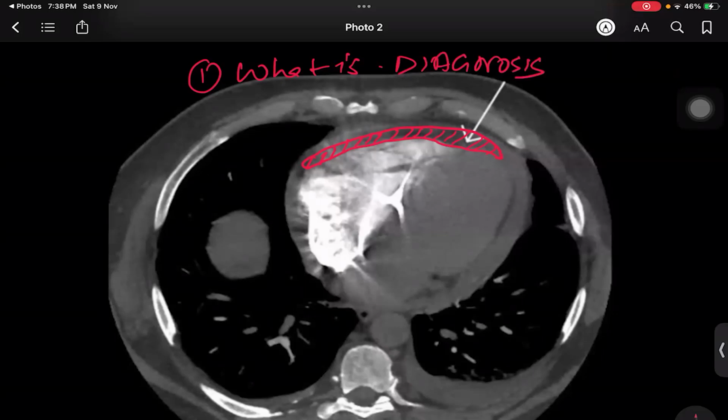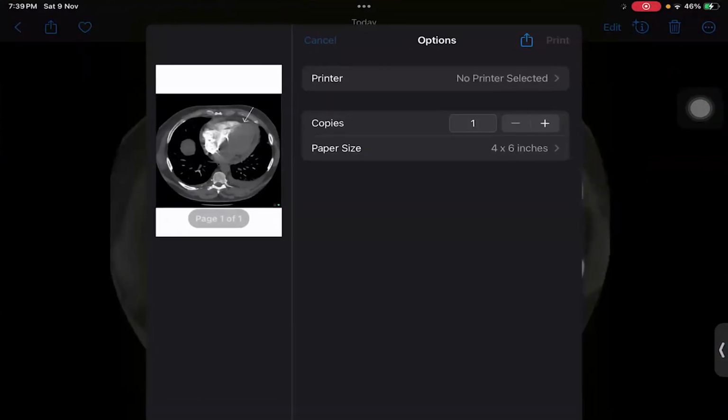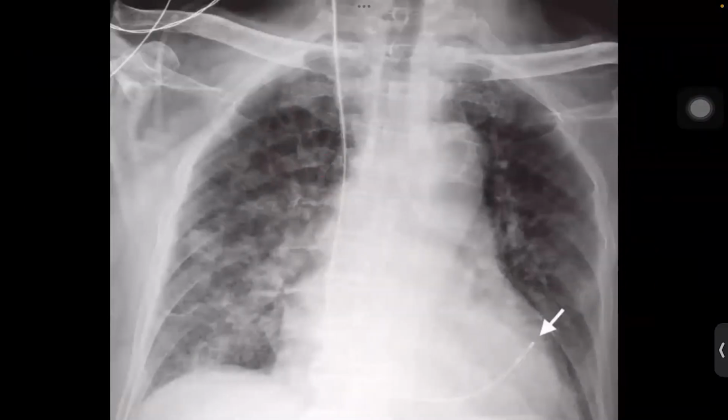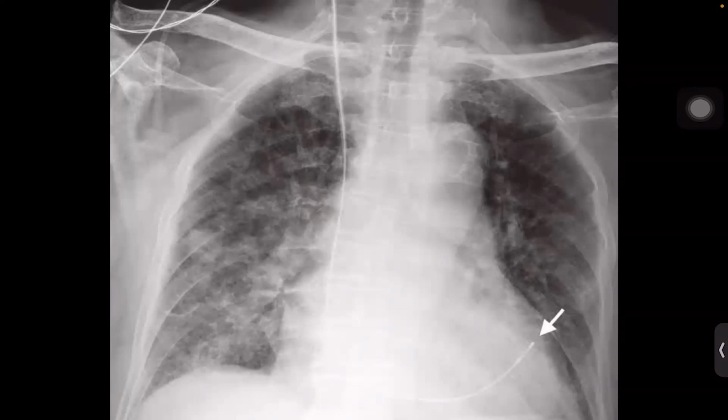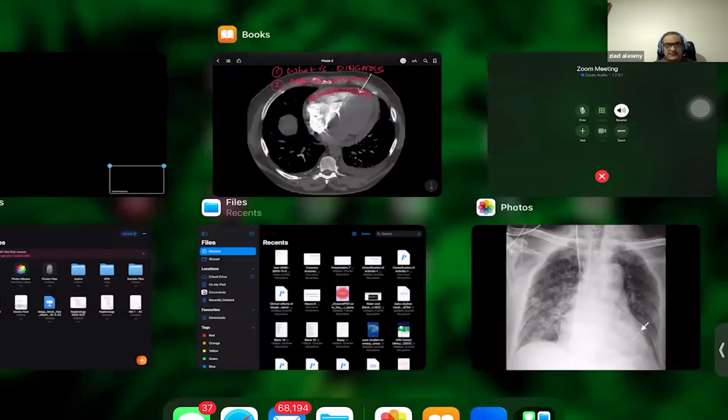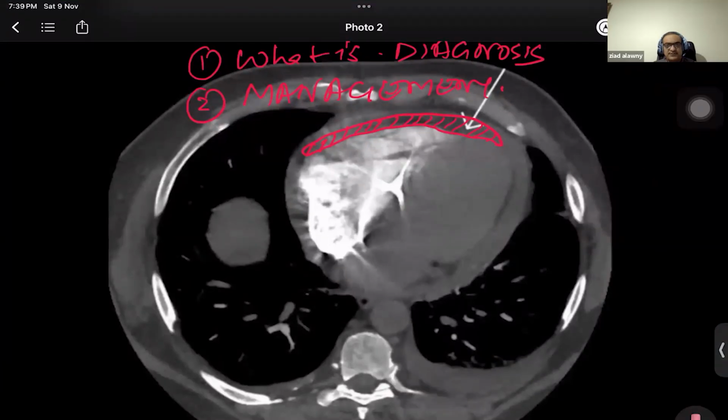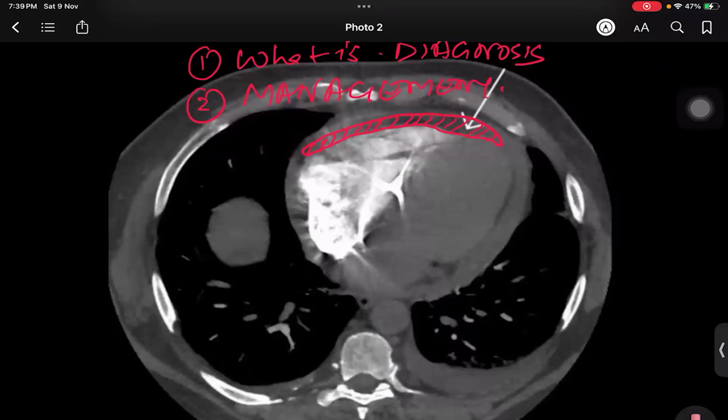So I will show you an X-ray also for the same. Second is management. So I'll show you the X-ray. Yeah. So you see this X-ray? What do you see? This is right ventricular perforation leading to pericardial effusion. Okay. Iatrogenic. So how are you going to manage it? I will manage it.